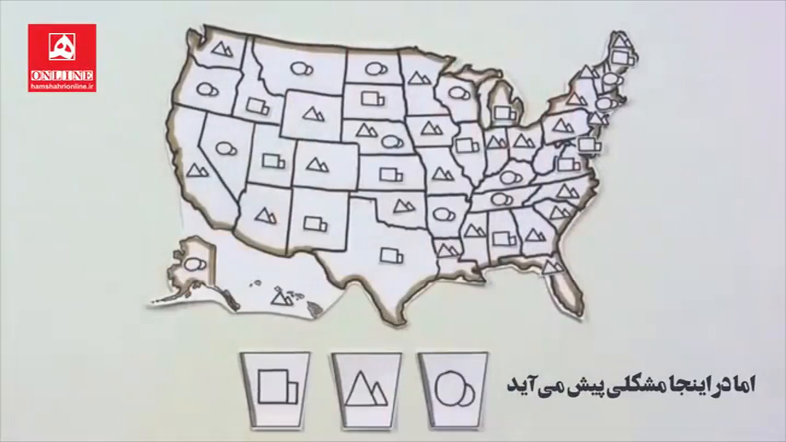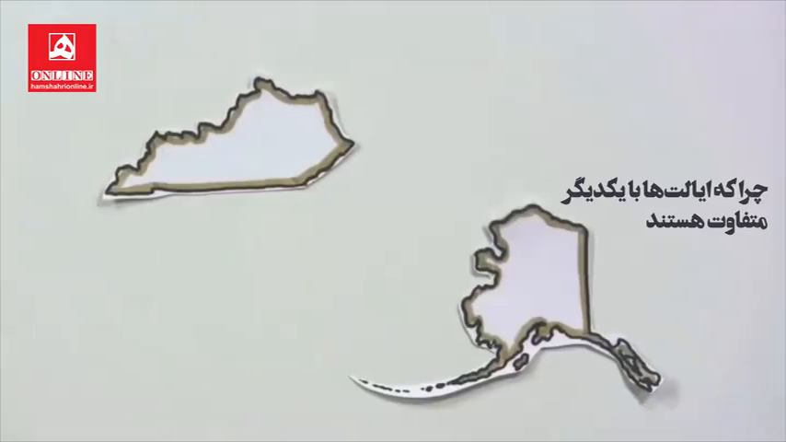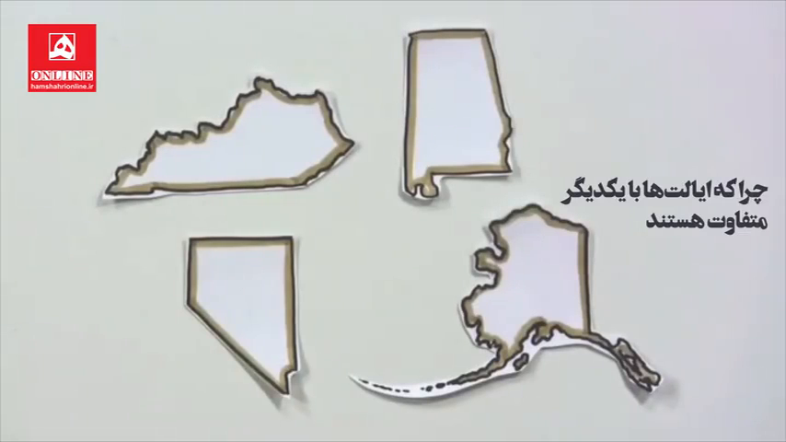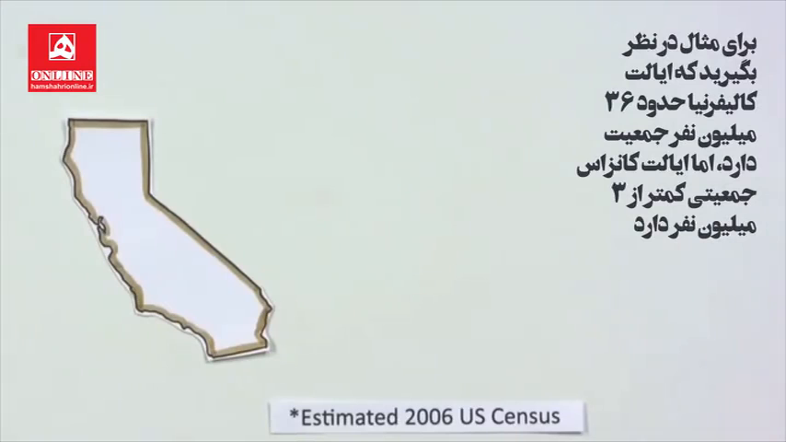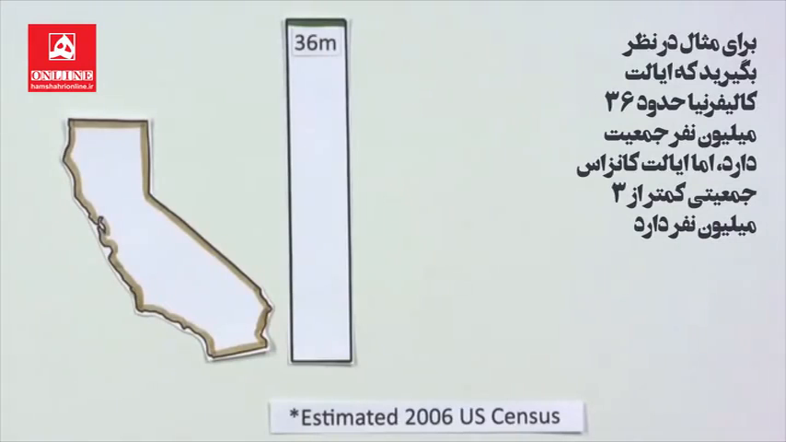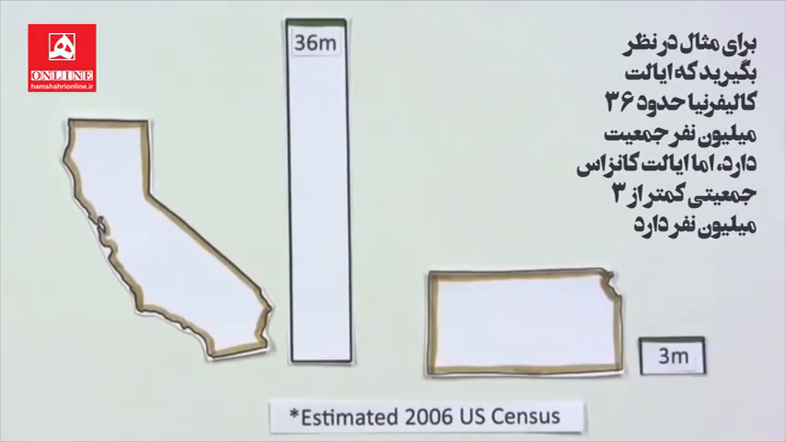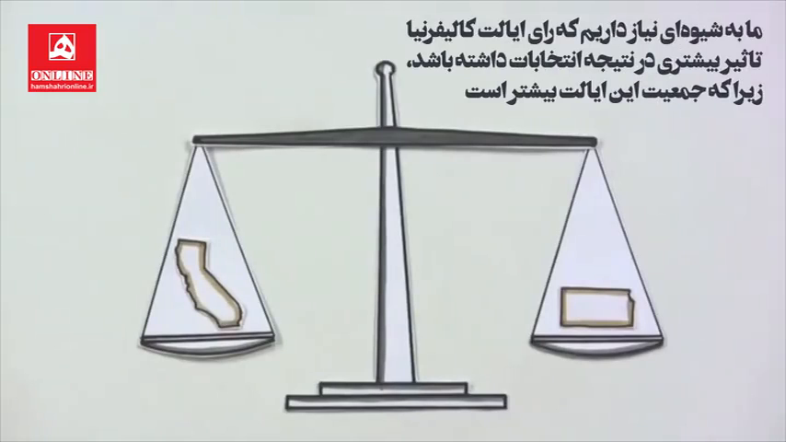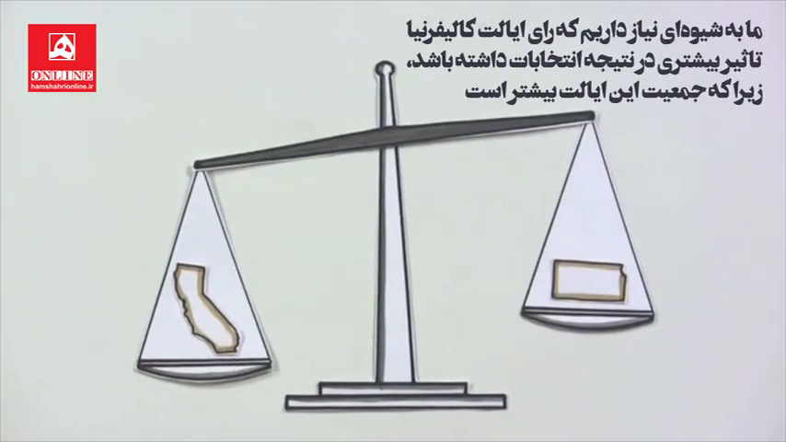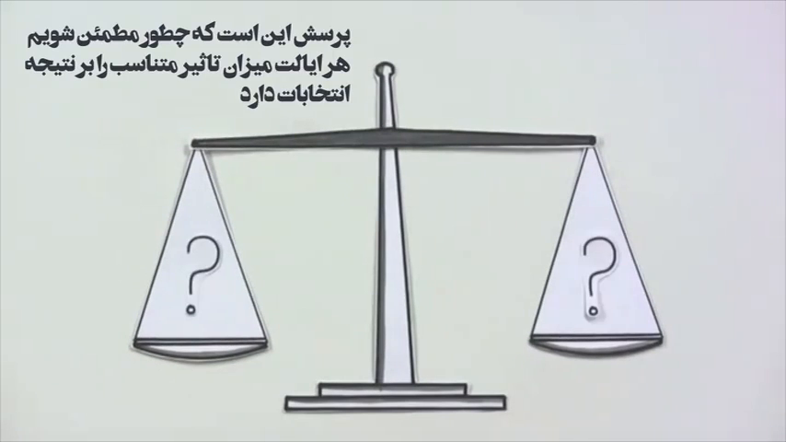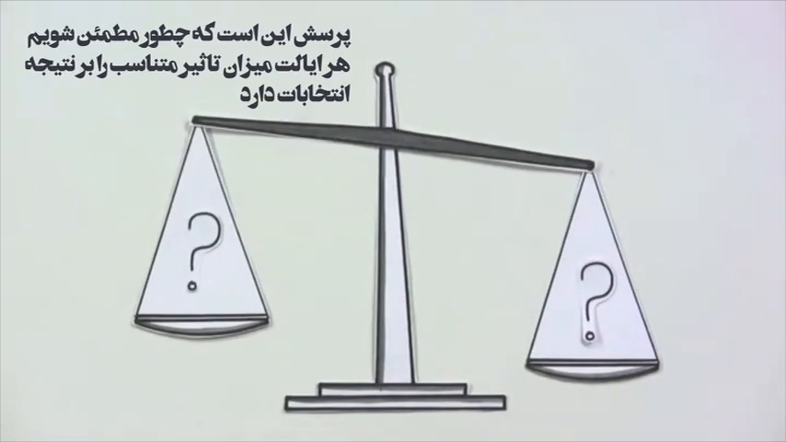But there's a problem. We can't elect a president by just counting up the choices of these states. U.S. states are different. Consider this. California has about 36 million people. Kansas has less than 3 million. We need a way for California's choice to have more influence on the election because the state has more people. The question becomes, how do we make sure each state has the right amount of influence on the election?